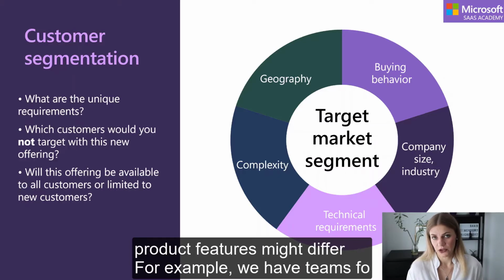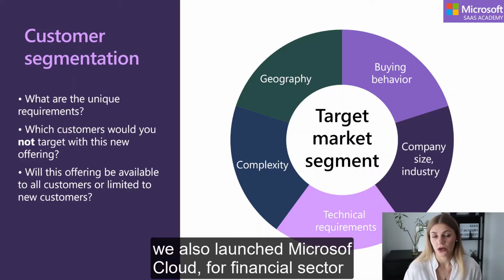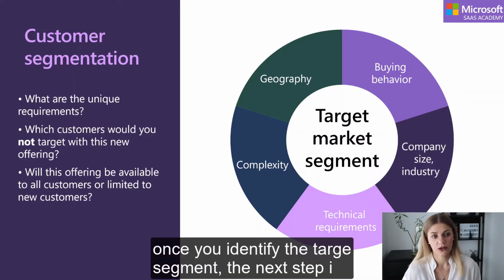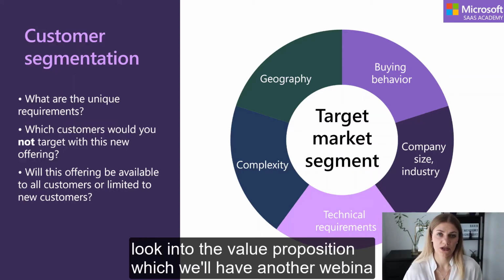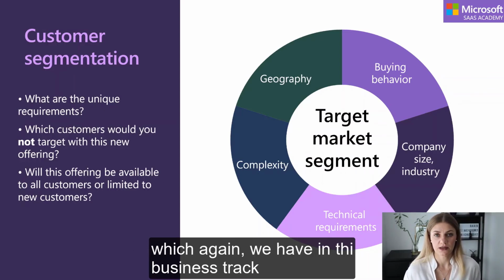And even product features might differ. For example, we have Teams for education, we have Teams for frontline workers, and recently we also launched Microsoft Cloud for financial services, Microsoft Cloud for manufacturing, and others. So once you identify the target segment, the next step is to build a packageable offer, and for that you need to look into the value proposition, which we have another webinar on in this business track, but also packaging and pricing, which again we have in this business track.